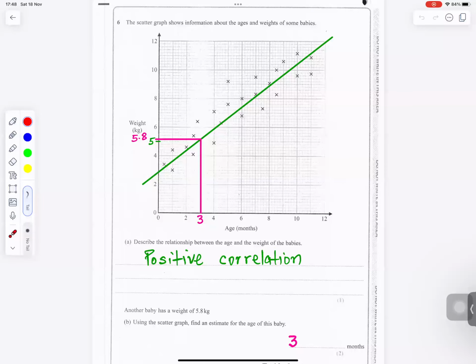Question 6, the scatter graph shows information about the ages and weights of some babies. Describe the relationship between the age and the weight of the babies. It's a positive correlation because it's going up, increasing from left to right. Another baby has a weight of 5.8 kilograms. Use the scatter graph to find an estimate for the age of this baby. So you go to 5.8 on the y-axis, draw a straight line to the line of best fit, and you come down, it is 3. So this green line is called the line of best fit.